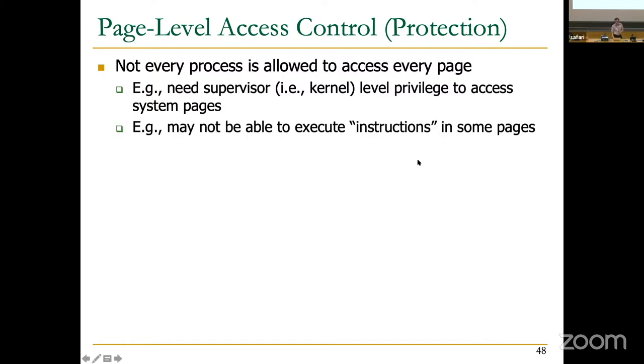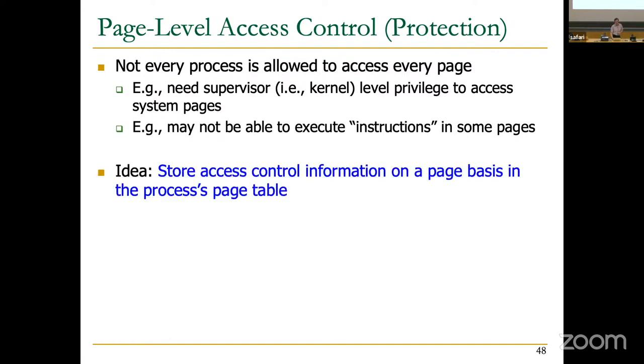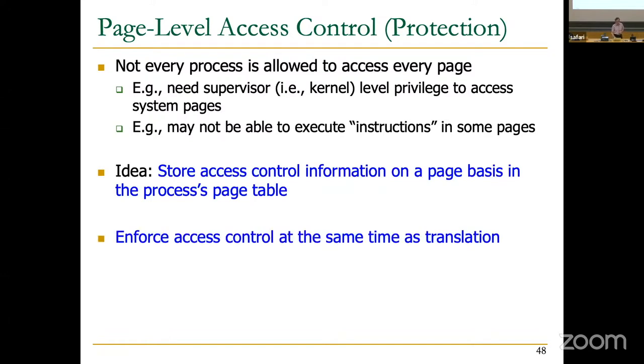For example, you may not be able to execute instructions in some pages because you're not allowed to execute that code, right? And the idea to enable this is to store access control information on a page basis in the process page table, and enforce access control at the same time as translation. That's the idea. It works nicely because that's when you really need to enforce access control also. When you're trying to access a page, you also need to translate it. And assuming you have permissions, you can proceed with translation. If you don't have permissions, don't even proceed with the translation, right?